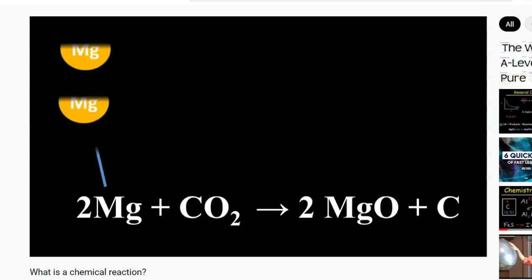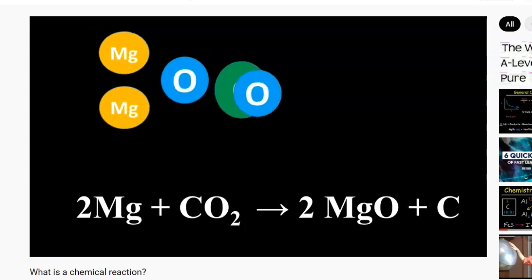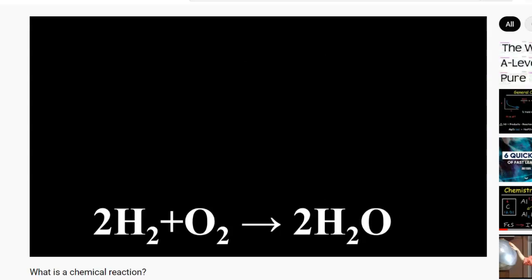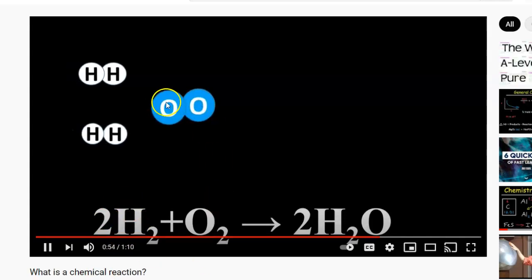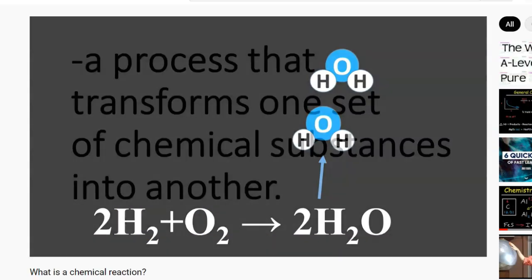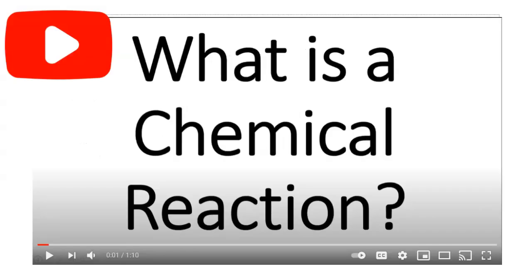Let's look at an example. In this chemical reaction, we have magnesium atoms being rearranged with a molecule of carbon dioxide, and those atoms now make a chemical called magnesium oxide plus carbon. Let's look at another example. In this chemical reaction, we have hydrogen gas and oxygen gas, and they're being rearranged to form molecules of water. So to sum up, a chemical reaction is a process that transforms one set of chemicals.